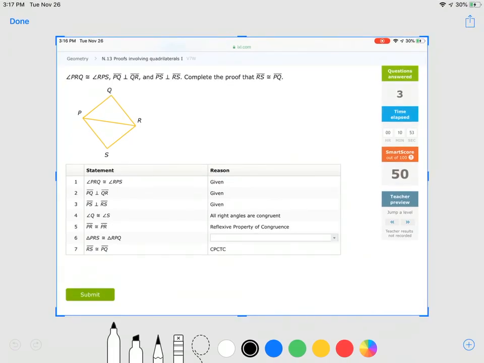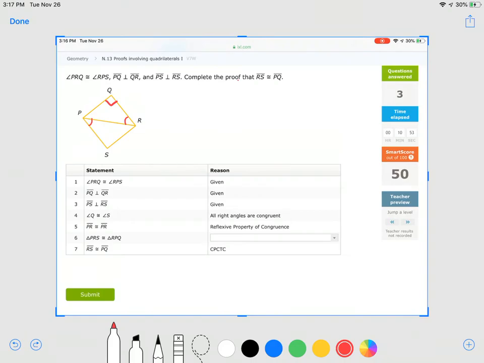So this says angle PRQ is congruent to angle RPS. Okay, let's write that down. PRQ, this angle, is congruent to RPS, which is this one. PQ is perpendicular to QR, so what that implies is that this is 90 degrees. Line segment PQ is perpendicular to QR, so that's 90 degrees. This is looking like a square or rhombus or something.